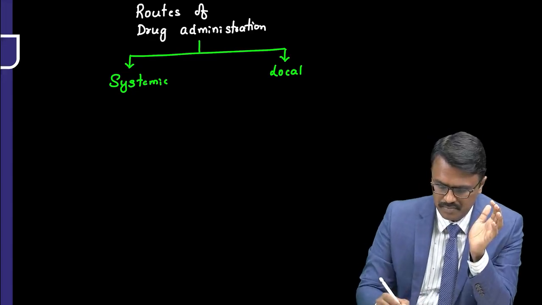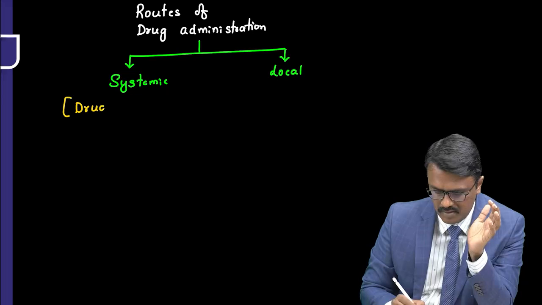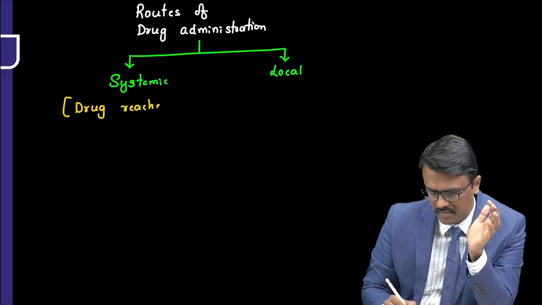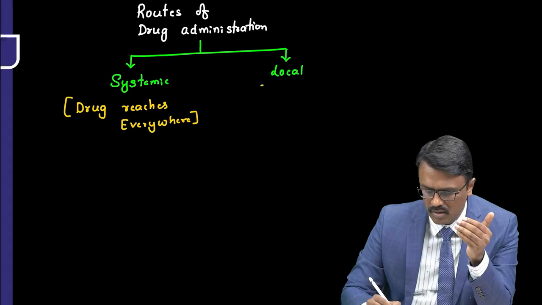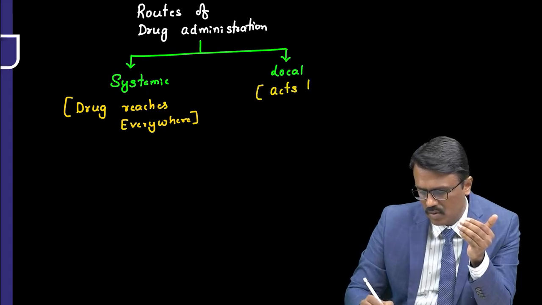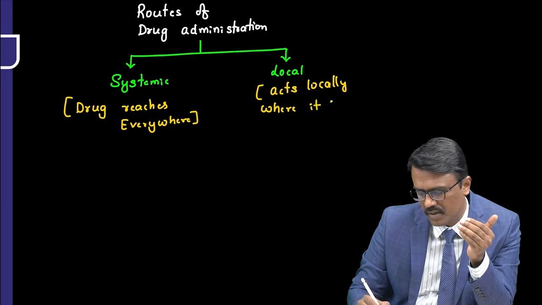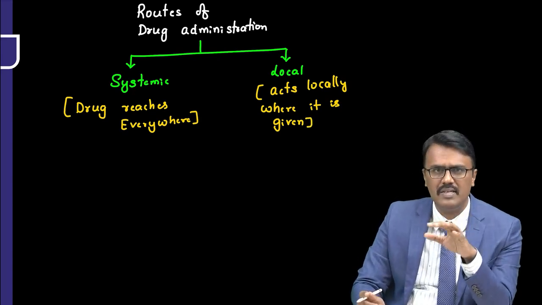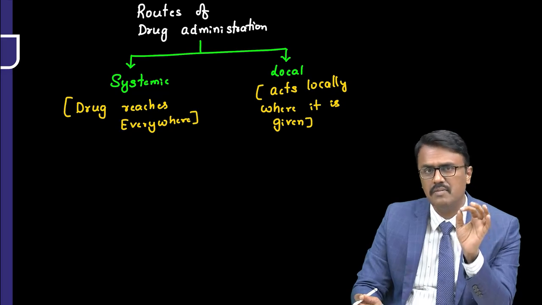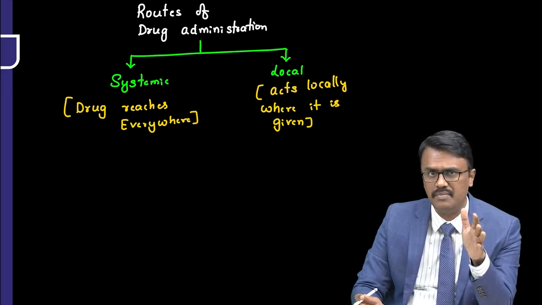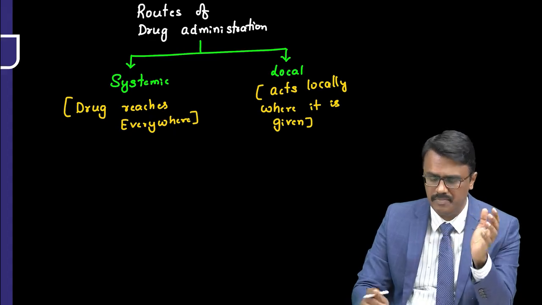Systemic route means the drug reaches everywhere, usually everywhere. So it will go to the blood vessel and it gets distributed. Local route means it acts locally where it is given. Sir, will the local route get systemically absorbed? There is a chance. But local means the drug acts where it is given. Systemic means when you are given the drug, from there it goes everywhere. It reaches the blood vessel, it will get distributed.